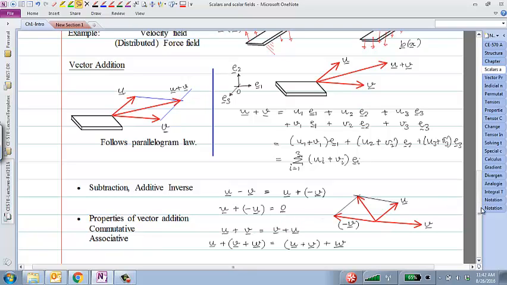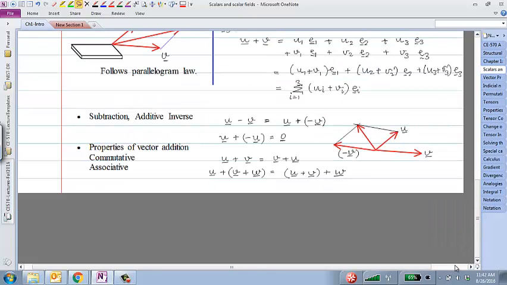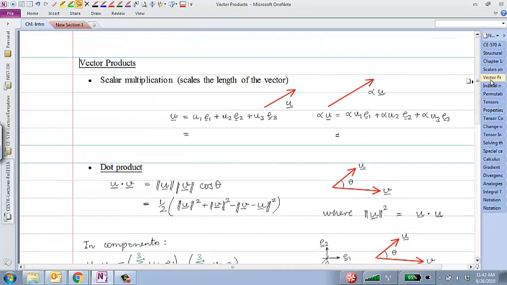And finally, you're obviously familiar with the properties of vector addition. First, u plus v is equal to v plus u, which is called the commutative property. And the other is that if you have three or more vectors, you can add them in any order you want. That's the associative property. So all of these things are well known. I'm sure you all know this already. Let's look into some vector products.